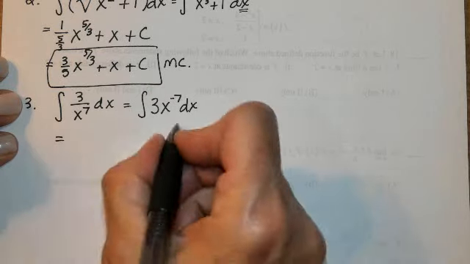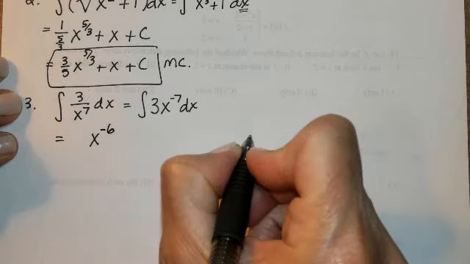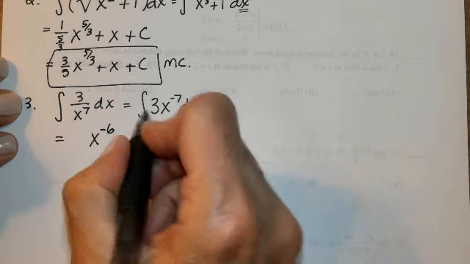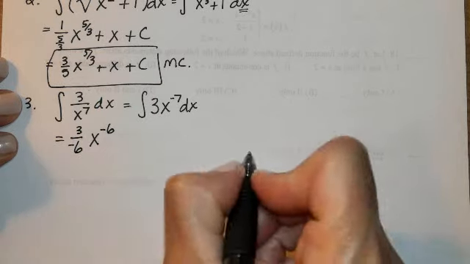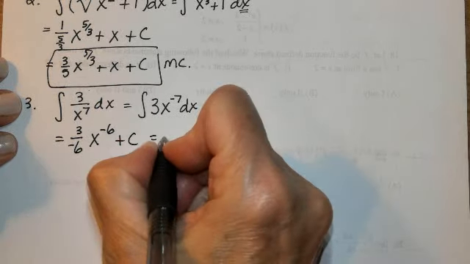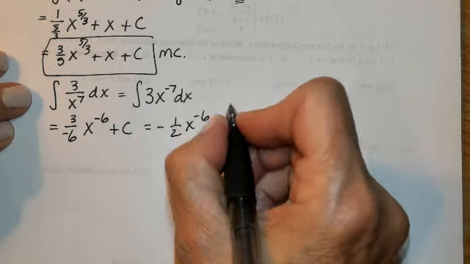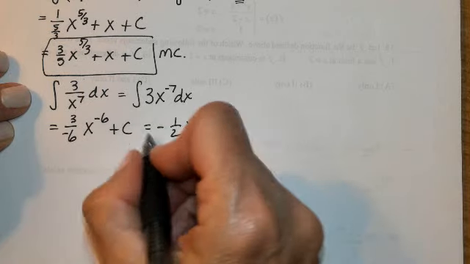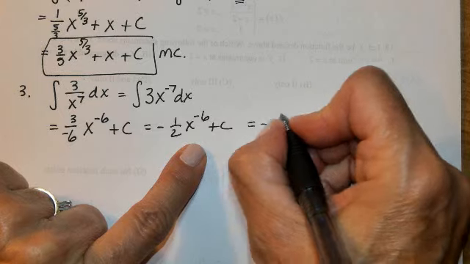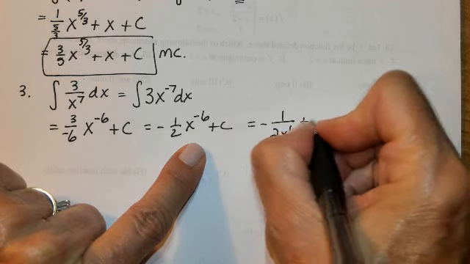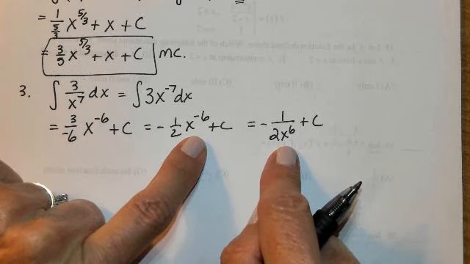So this will be, add 1 to your power, -7 plus 1 is -6, not -8. And then we take this old coefficient and divide by our new power, right? So this would be -1/2 x to the -6th plus c. That might be the multiple choice answer, or they might move that x to the -6 to the bottom and make it a positive exponent. And that might be the multiple choice answer. But one of these would be the multiple choice answer.